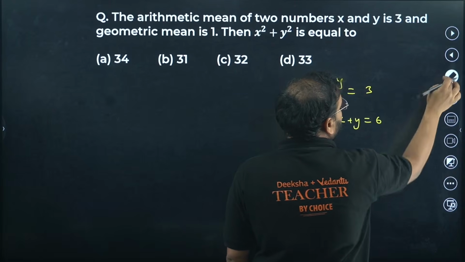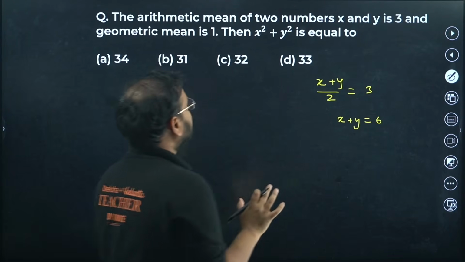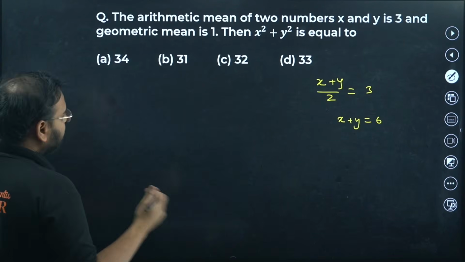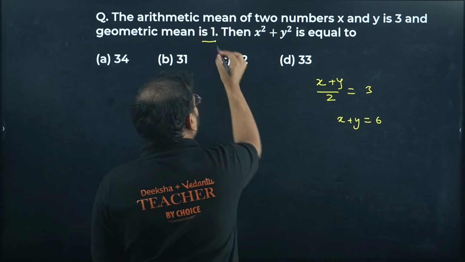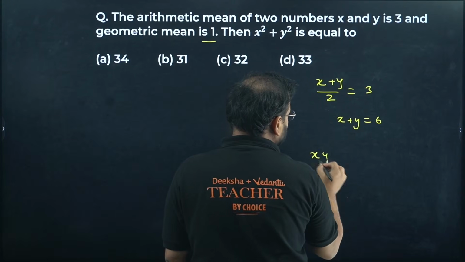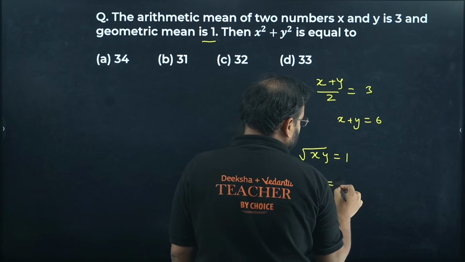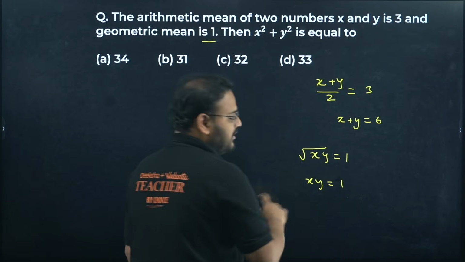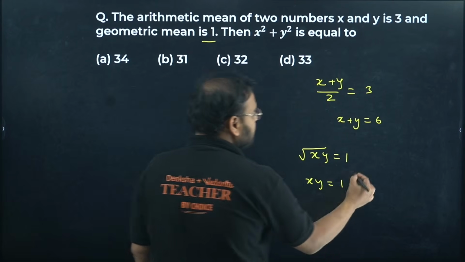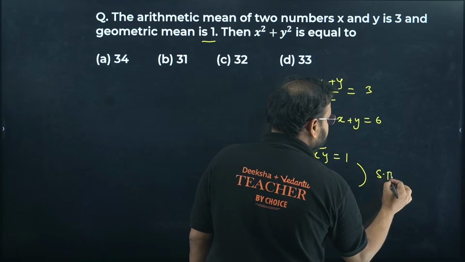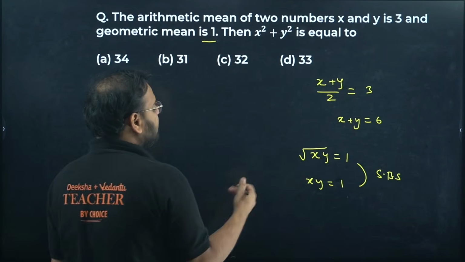We have this value already, x plus y as 6. Next, the geometric mean is also given. This is 1. It means root of xy is 1. If you take the squaring on both sides, xy is equal to 1.